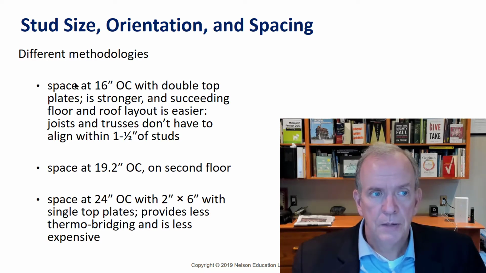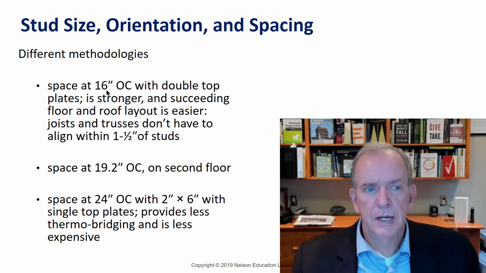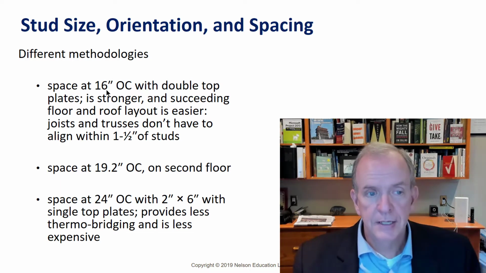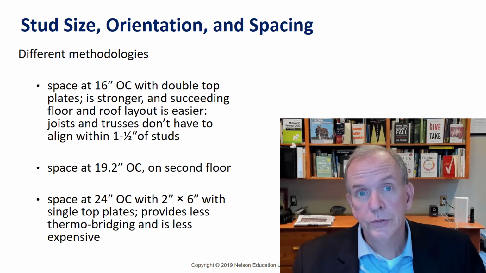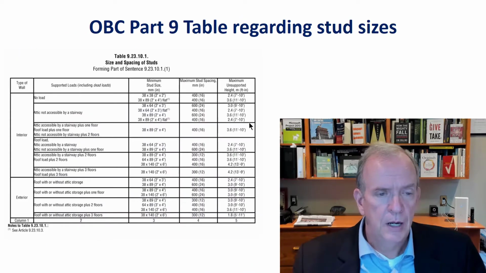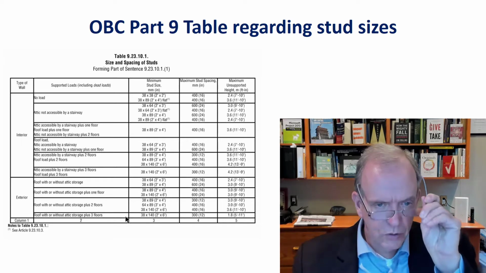So some of the different methodologies, as you're aware, we space studs at a certain spacing. And like I said before, they may be 12 inches on center, they may be 16 inches on center, they may be 19.2, or they may be 24 inches. And it depends on how many floors it's supporting. It depends on the height of the walls as well, as you'll see. There's actually this table in the building code that gives you an idea of what you're looking at.